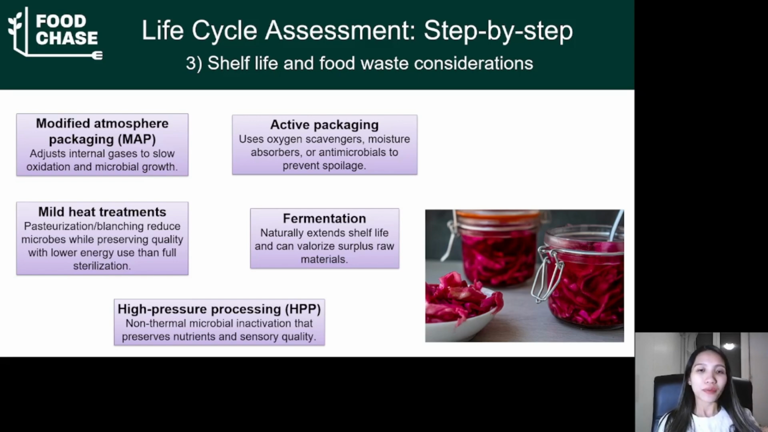Fermentation is a process that increases the acidity and lowers the pH of the product, extending its shelf life, and it can also valorize surplus raw material. High pressure processing is a non-thermal microbial inactivation that preserves nutrients and sensory quality.